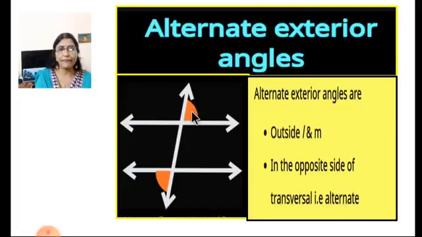So if I take this exterior angle, it is on the right side of the transversal. And if I take this angle which is on the left side of the transversal, we can call these two angles alternate exterior angles. Same way if I draw one angle over here, this angle will be the alternate exterior angle to this angle. So this way we will get 2 pairs of alternate exterior angles.